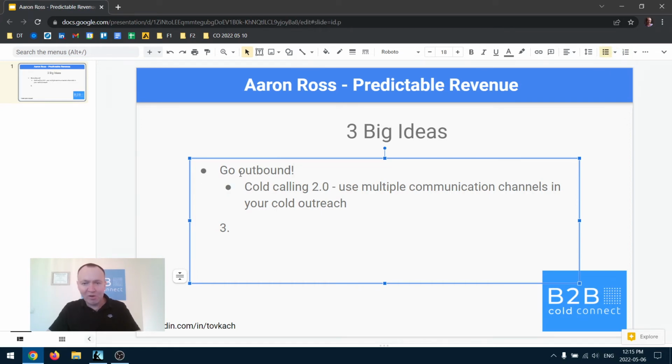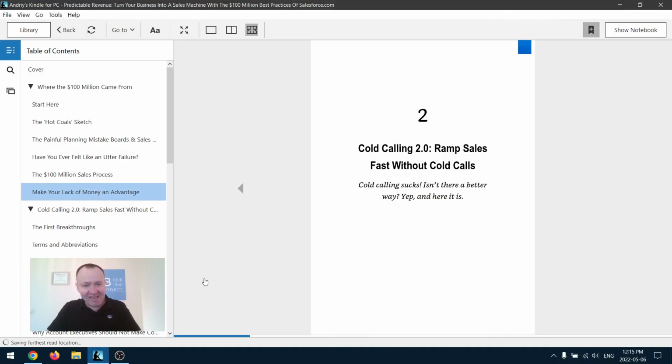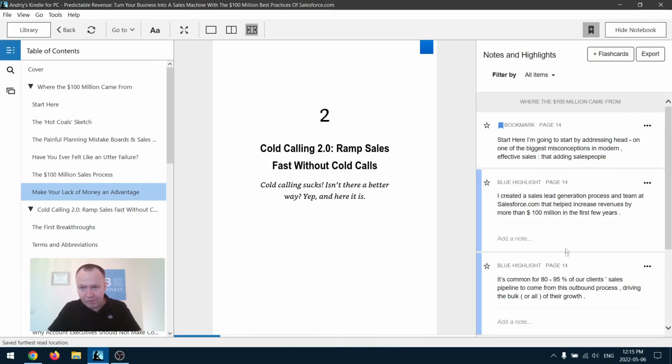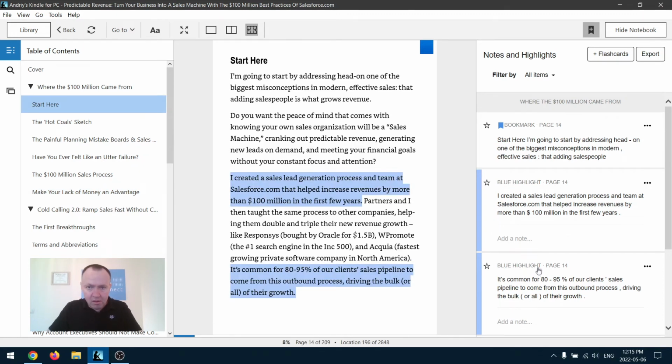But anyway, go outbound is big idea number 1. Cold calling 2.0 is big idea number 2. Let's get to big idea number 3. And hopefully I'll go to the bookmark straight away. But how do I find it?